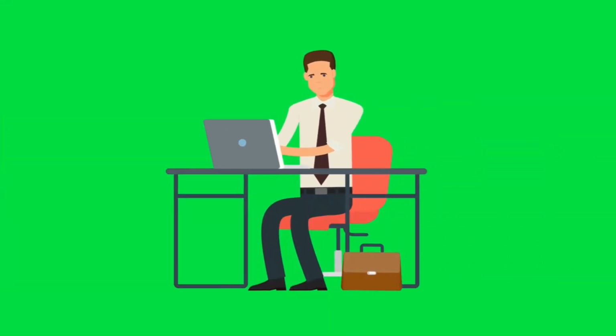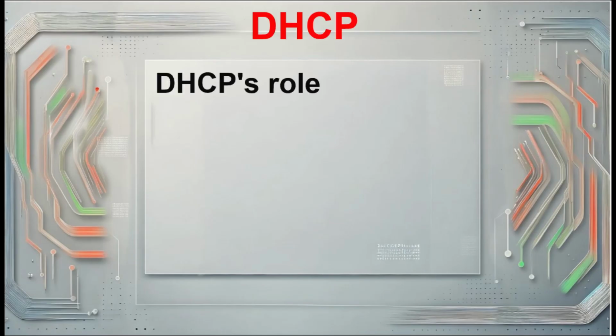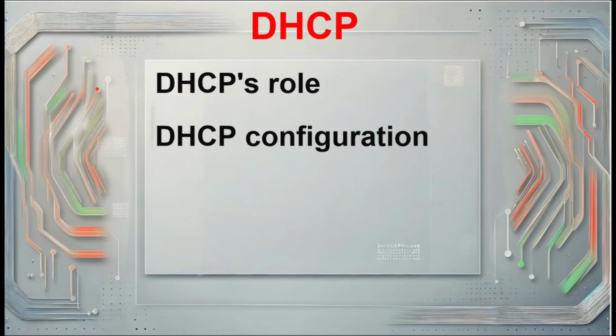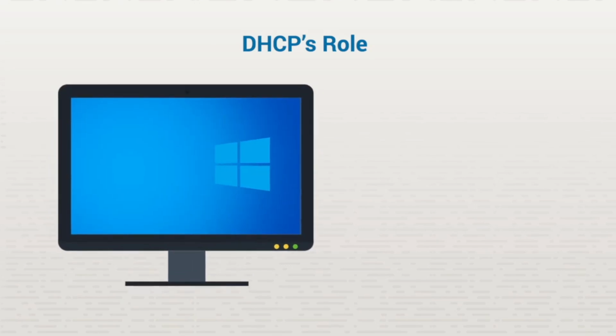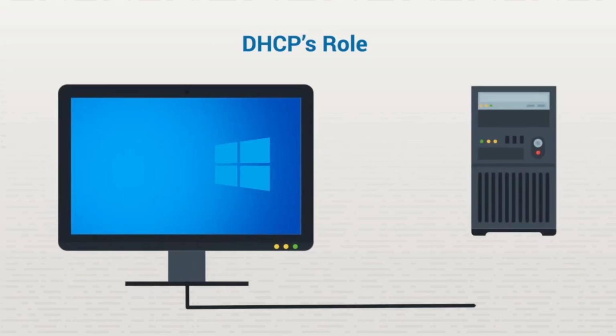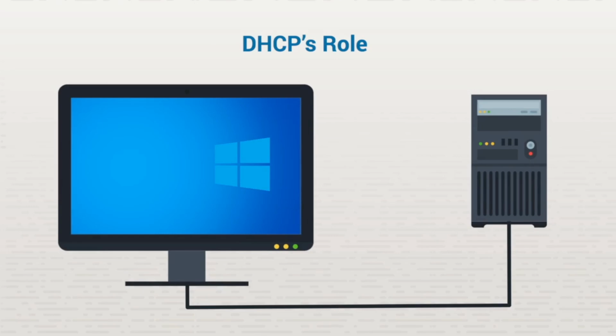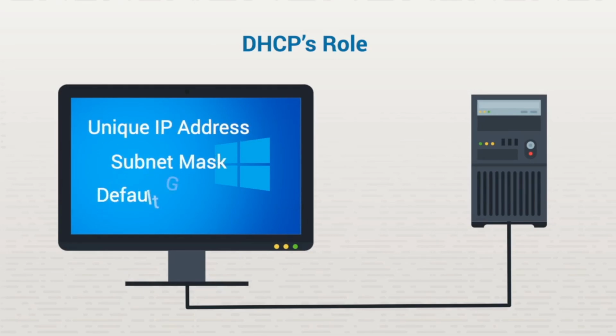In this lesson, we'll look at DHCP's role, how to configure DHCP, and the process it goes through to assign IP information to a client. Every device on a network requires certain configurations so it can communicate properly. At a minimum, each device must have a unique IP address, subnet mask, and default gateway.